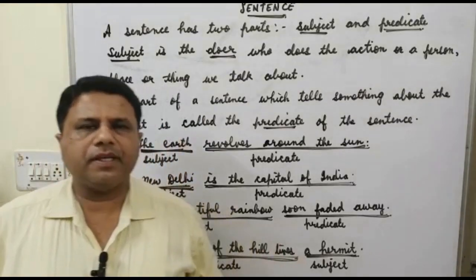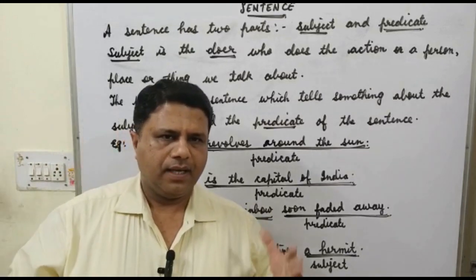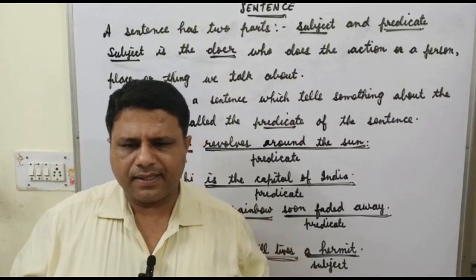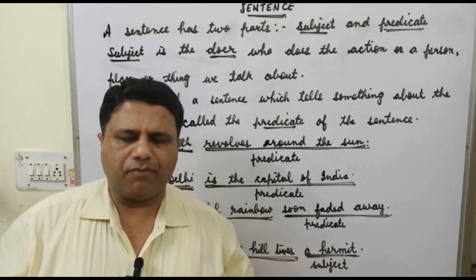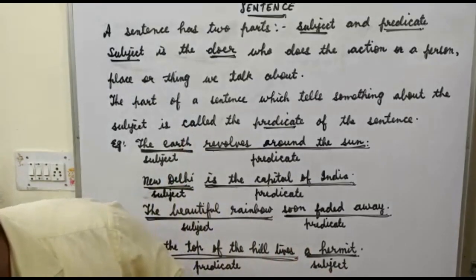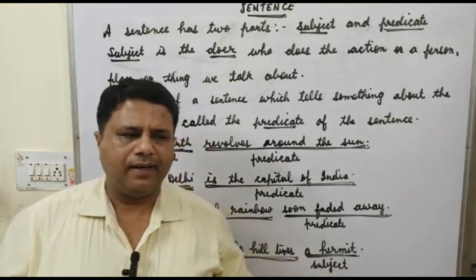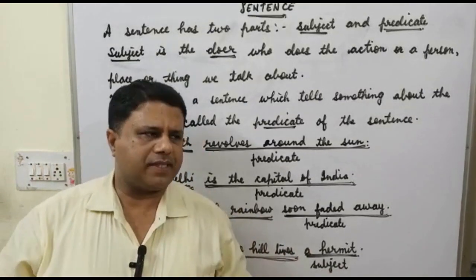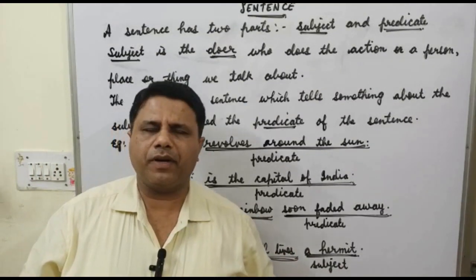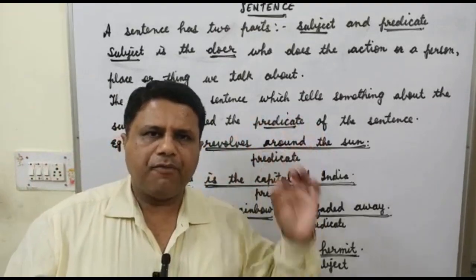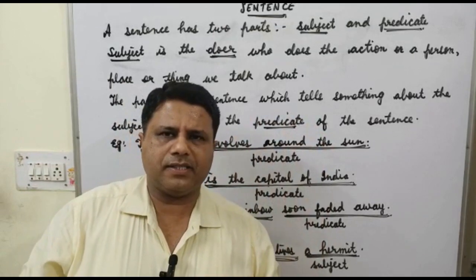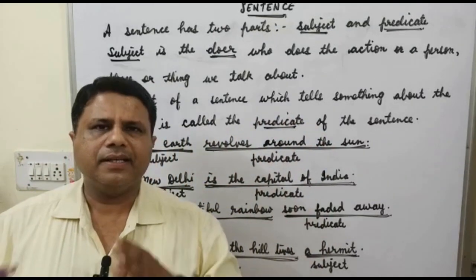Now let's talk something more about the sentence. If we see the structure of a sentence, we have already discussed that it has got one subject and one tense element. That we have already done. Now moving on to the second part, the second type of discussion related to a sentence. Every sentence has got two parts. One is the subject and one is the predicate.